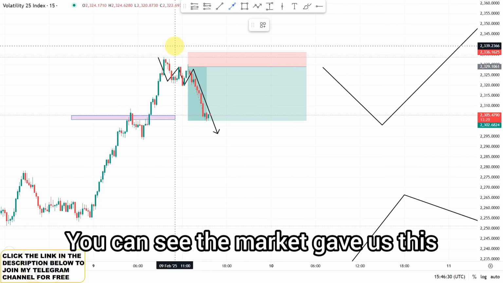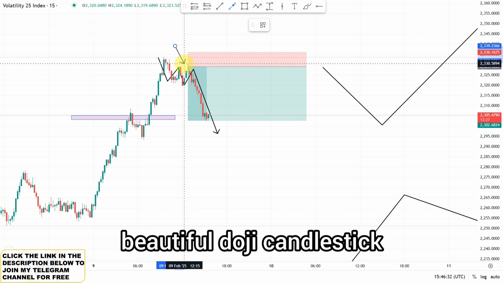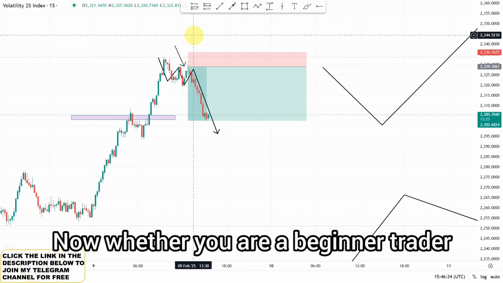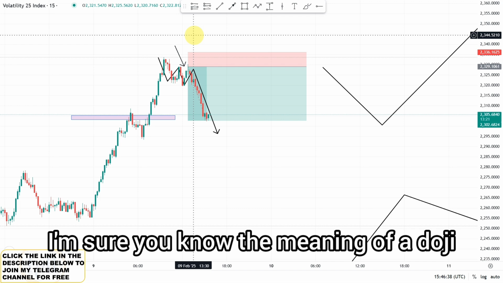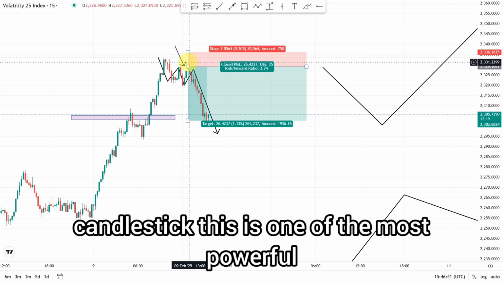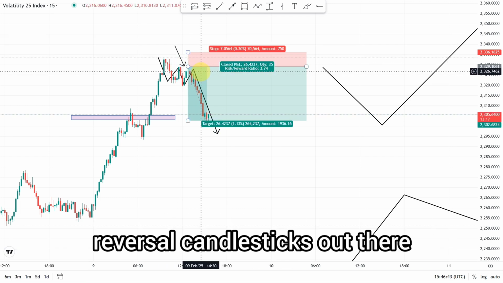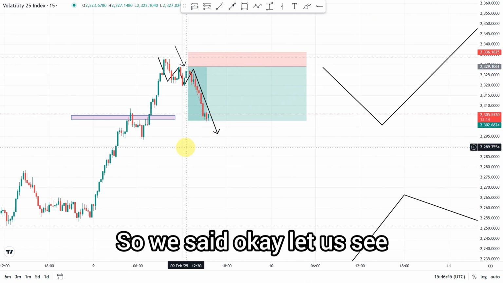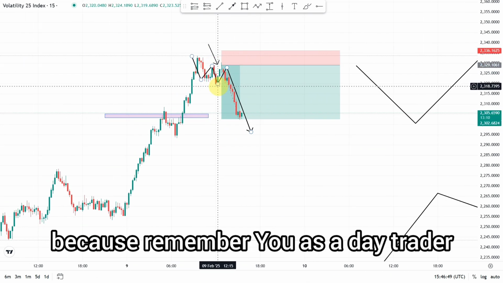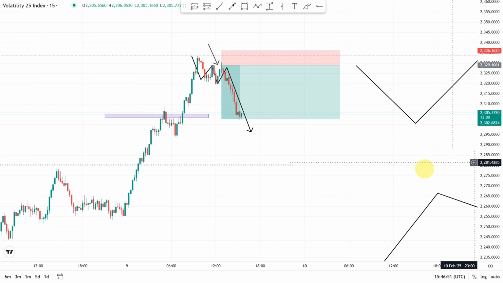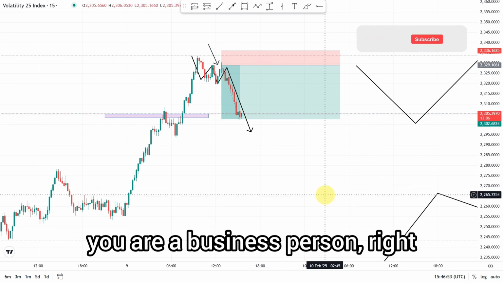You can see the market gave us this beautiful doji candlestick. Now, whether you are a beginner trader or an advanced trader, I'm sure you know the meaning of a doji candlestick. This is one of the most powerful reversal candlesticks out there. So we said, okay, let us see if we can do business right here, because remember, you as a day trader, you are a business person, all right?